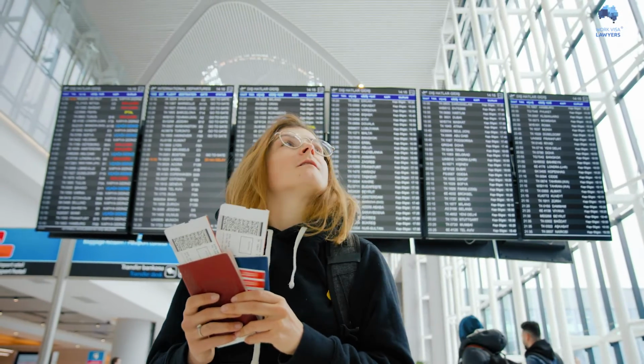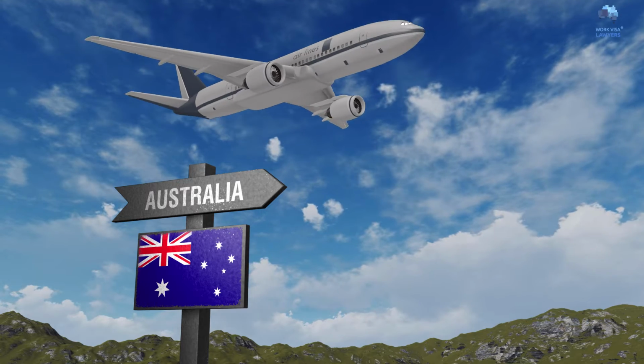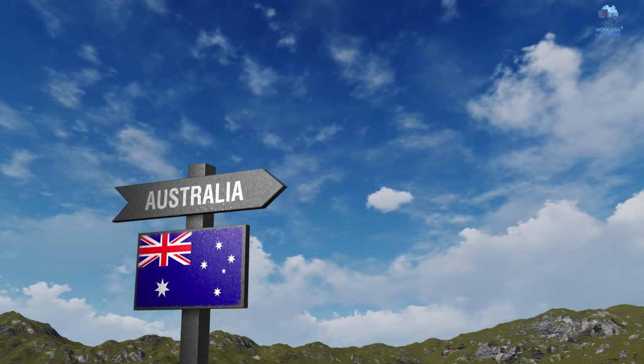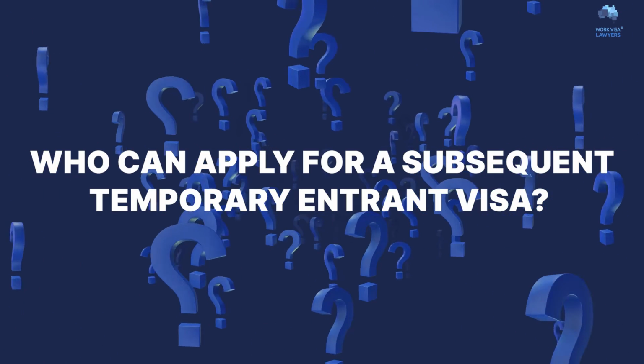We will be providing this information in relation to who can apply for a subsequent temporary entrant, the different situations in which someone may enter Australia as a subsequent entrant, and what is involved in adding people who are already in Australia on different visas to your visa.